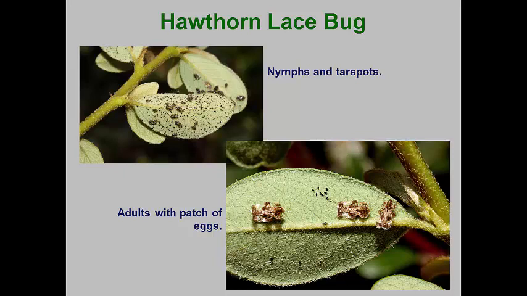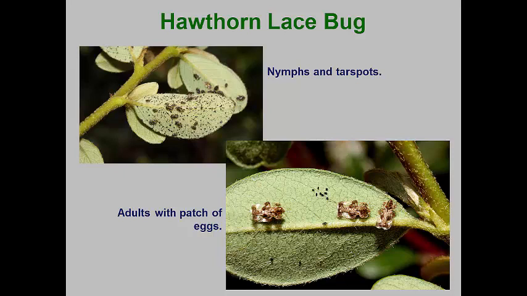Female hawthorn lace bugs insert elongate eggs upright in leaf tissues in small patches, and each egg is coated with some tar spot material. These eggs hatch, and the young nymphs immediately begin feeding and producing shiny tar spots. The adults live for several weeks, and each female can produce several patches of eggs.